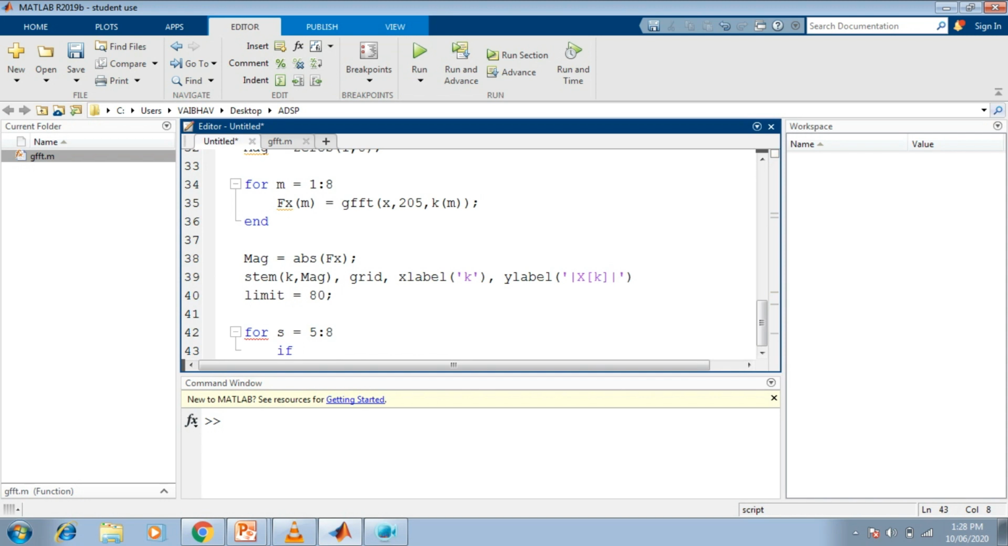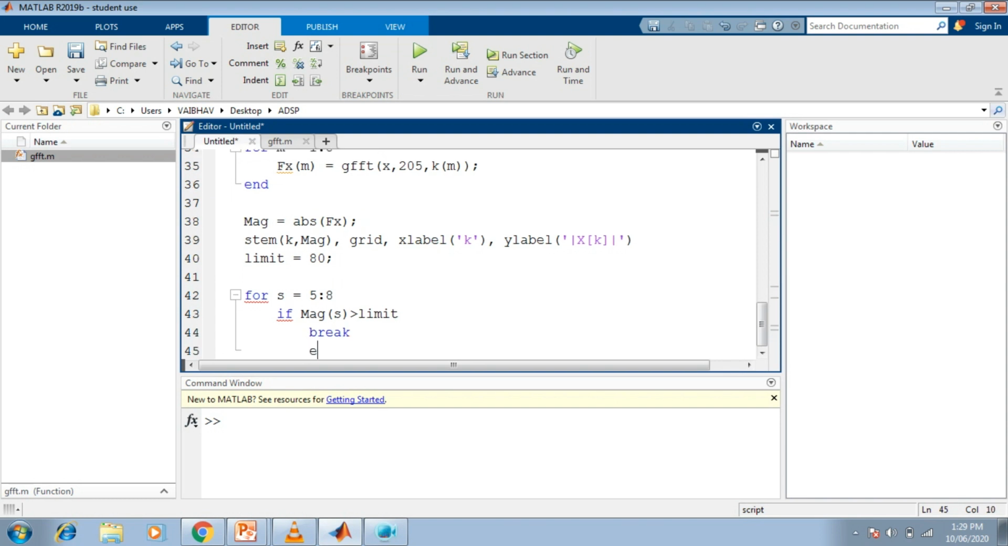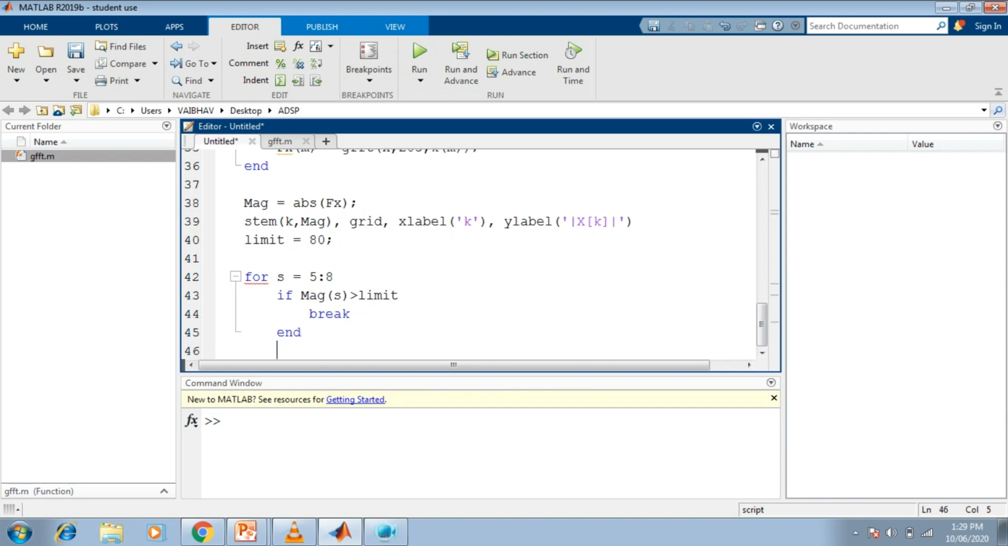So here it is concerning the condition with respect to the variable magnitude mag here. Within the parentheses s, if it is greater than the limit 80 that we have defined, at that time we have to break the loop here. So we end this if command and end the for loop as well.